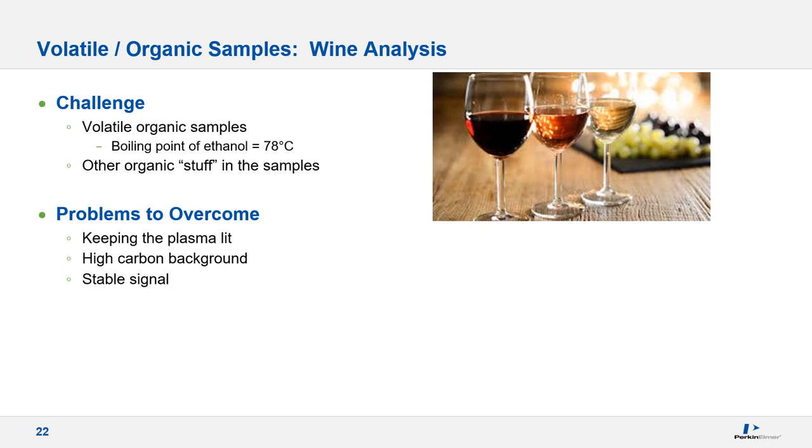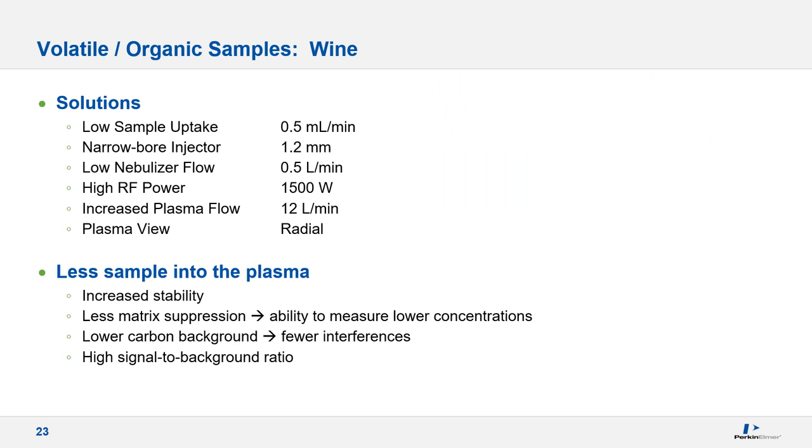The challenge with wine analysis is the volatility of the samples, which contain ethanol as well as other organic components. Since ethanol has a boiling point of 78 degrees Celsius, its volatility creates a few problems. First, we have to worry about keeping the plasma lit. Then we also have to worry about maintaining a stable signal. And like the oils, there's going to be a high carbon background. The solutions are to use a lower sample uptake rate than normal, a narrow bore injector, a low nebulizer flow, high RF power, and increased plasma flow, and using radial view for the analysis.